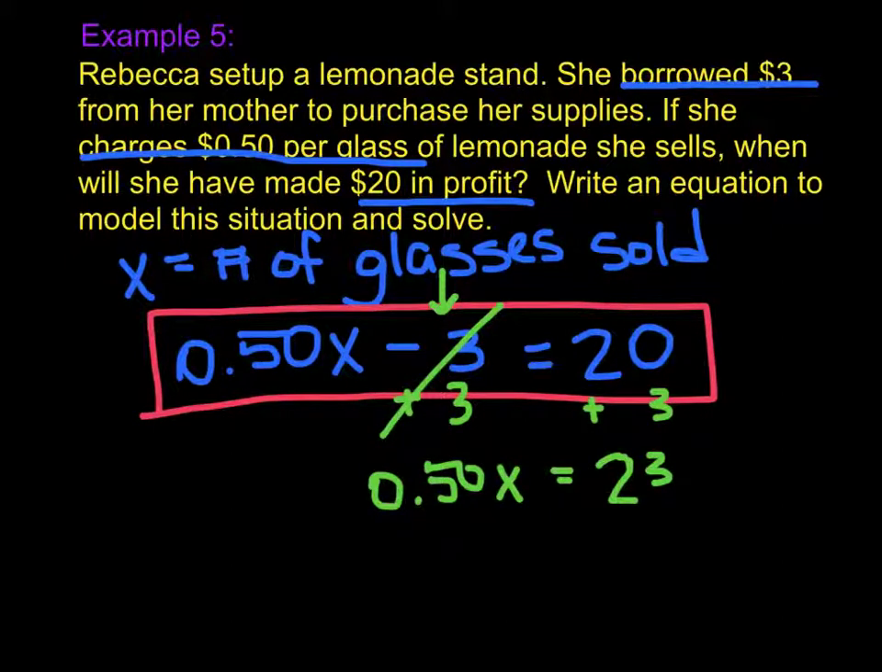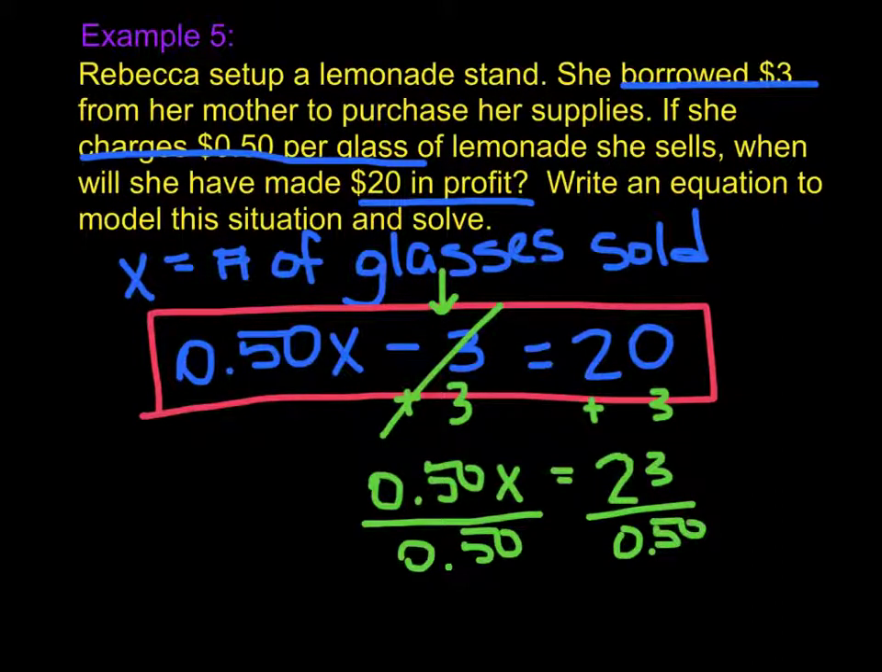The operation being performed on the variable is multiplication, so we need to divide both sides by 50 cents. That leaves us with x equals 46. So now that my variable is isolated, my solution is 46, which means Rebecca needs to sell 46 glasses of lemonade in order to make $20 in profit.